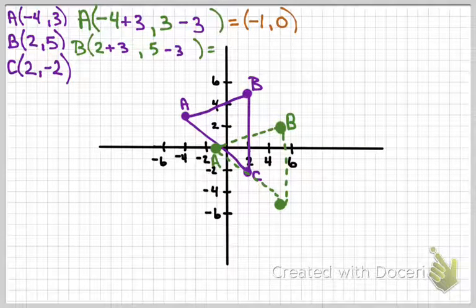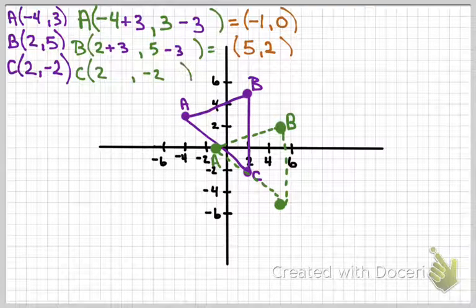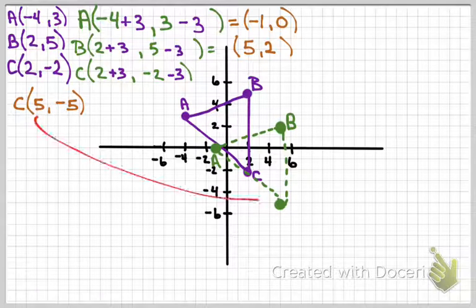So what's 2 plus 3? 5. And what's 5 minus 3? 2. Oh, not negative 2. 2. And does that match with my new point B, my image? 5, 2? Yep. All right, and then point C, again, 2, negative 2, and I add 3 and subtract 3. I have to do the same thing to all my points in order for it to be a translation. So my new point C is at 5, negative 5, and yeah, that matches up with my graph.